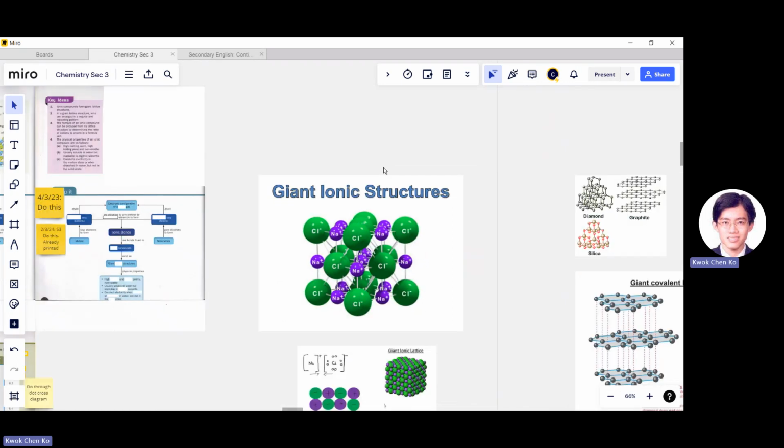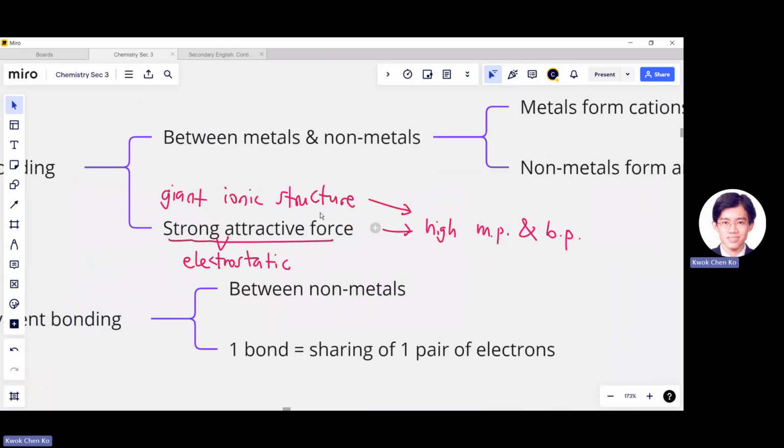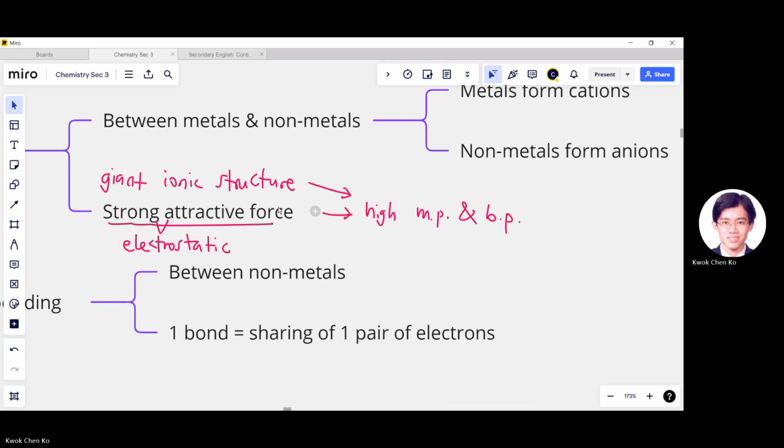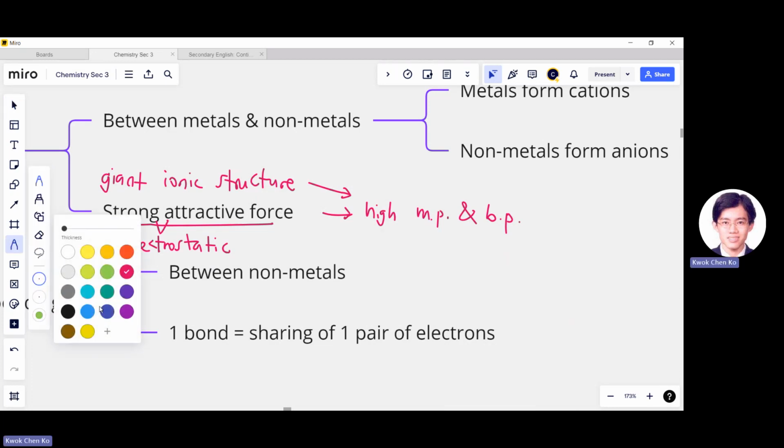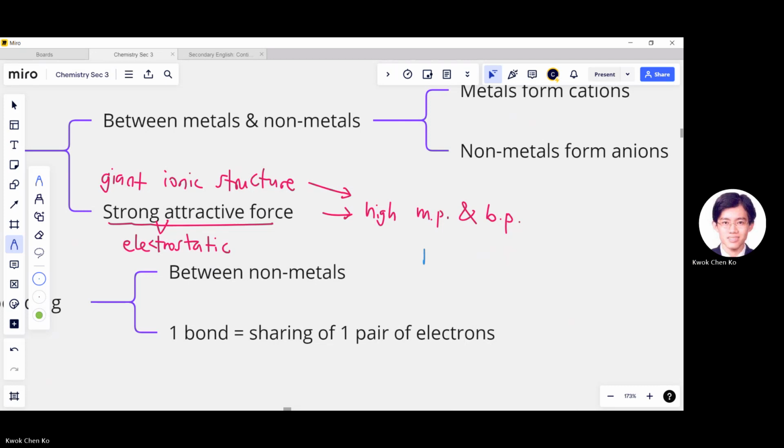So therefore, I want you to add one more thing. Let's go back to my statement here. Especially for a 3-mark question, you want to add one more point: lots of energy is needed.